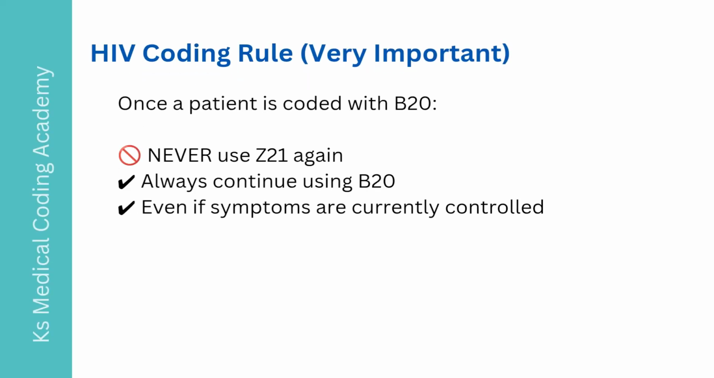HIV coding rule, very important. This is a critical HIV coding rule. Once a patient is coded with B20, you must never use Z21 again. Always continue using B20, even if the patient is stable or symptoms are controlled.